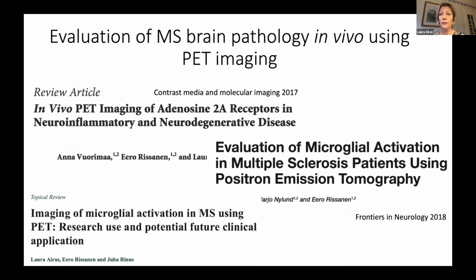So far we have published a number of reviews also on PET imaging of neuroinflammation in relation to MS, and I invite you to find these for more detailed information on this subject.